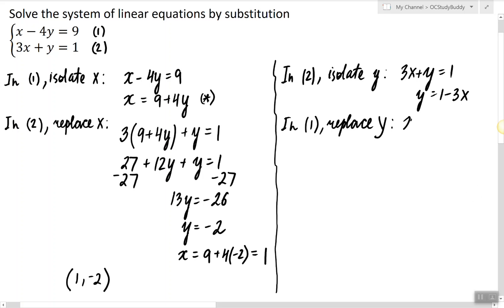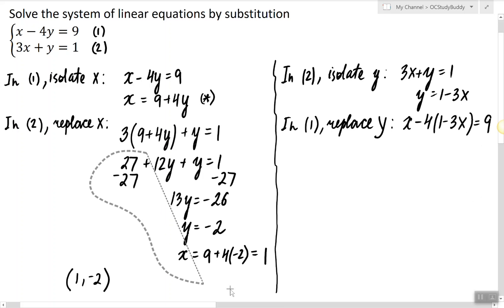So we would have x minus 4 times 1 minus 3x equals 9. As a result, we have an equation in one variable, which again we solve by simply isolating the variable, right?